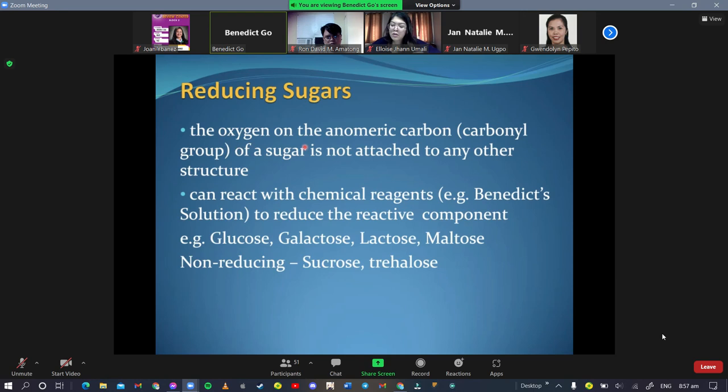When the oxygen on the anomeric carbon of the sugar is not attached to any other structure, they're called reducing sugars. Reducing sugars can react with chemical reagents. In the lab, you can use Benedict's solution to detect the reactive component. Examples of reducing sugars are glucose, galactose, and, among the disaccharides, lactose and maltose. Examples of non-reducing sugars are the disaccharides sucrose and trehalose. So I think that's a good last slide.